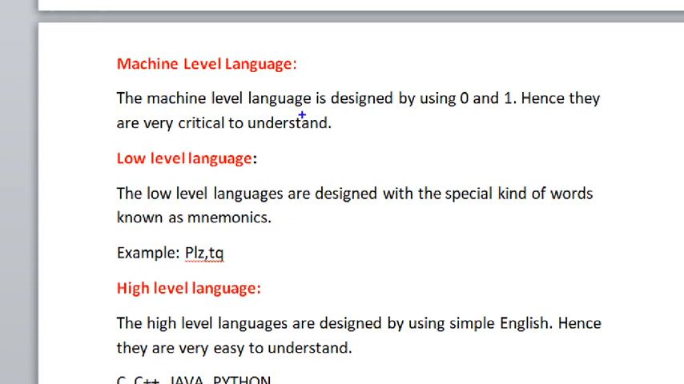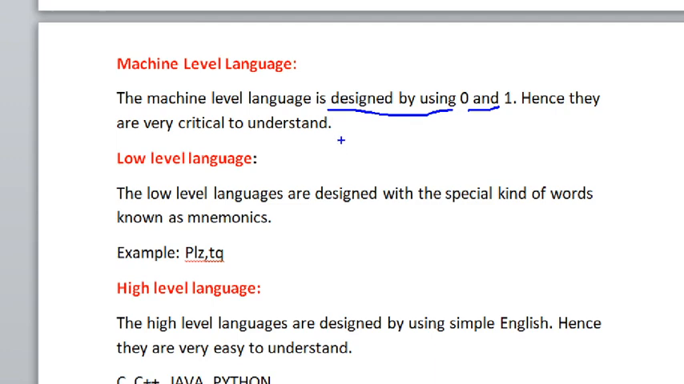Machine level language is designed by using 0 and 1. Hence, it is very difficult to understand. Machine level language is the computer understandable language. The computer doesn't understand any language like Hindi or Telugu or Marathi or Bengali.